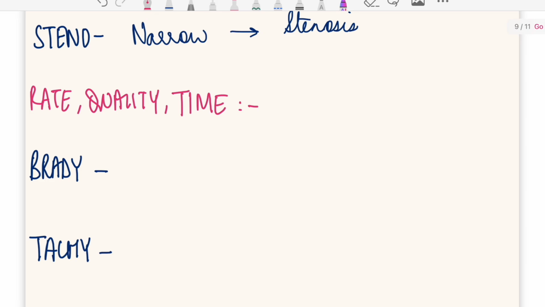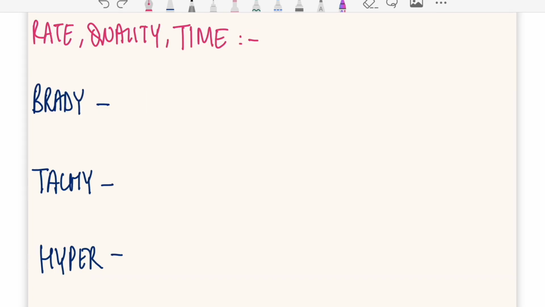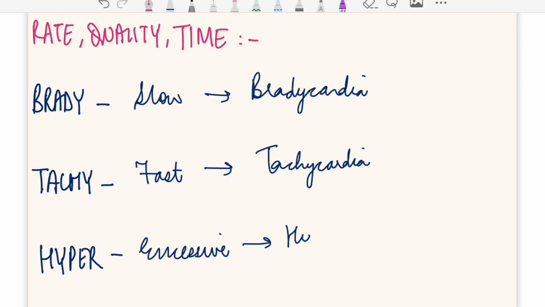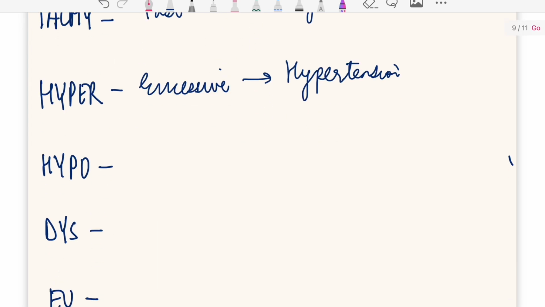Now comes rate, quality, and time. Brady means slow. For example, bradycardia. Bradycardia refers to slow heart rate. Tachy means fast. For example, tachycardia. It refers to faster heart rate. Hyper is excessive. For example, hypertension. Hypertension is high blood pressure. Now comes hypo. Hypo means deficient or deficit. For example, hypotension. It means lower blood pressure.